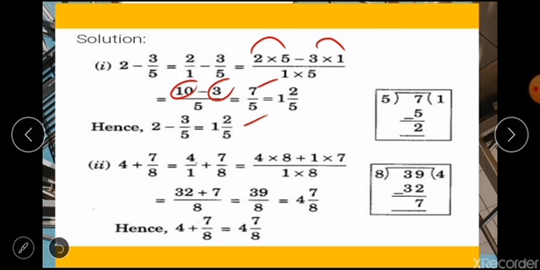And this is an improper fraction, so you will convert it into a mixed fraction. You will divide 7 by 5, so you will get 1 whole 2 upon 5. These are all your previous class concepts, how you can take the LCM. So with the help of the LCM, student, you will solve this.